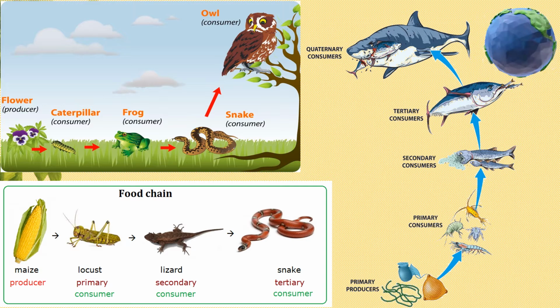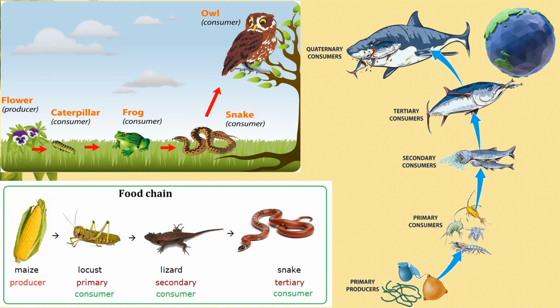Now there are a few examples of food chain here in this picture. You can see that there is a flower which is eaten up by a caterpillar, that is a consumer. Then this caterpillar is eaten by the frog, that is another consumer. This frog is eaten up by a snake, and the snake is then eaten up by an owl. So this is a food chain.